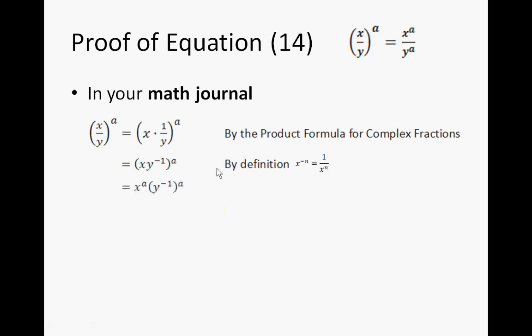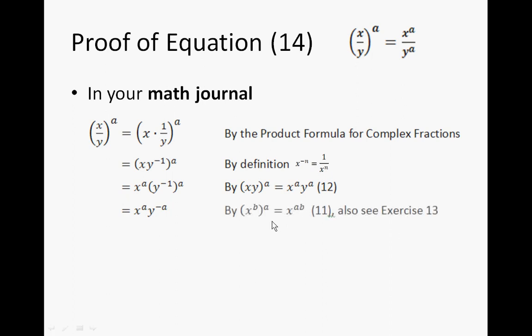Well, from that, by definition using equation 12, we're kind of going backwards here. We can write it as x to the a times y to the negative 1 a. So we're just going to raise each one to the a power. Again, negative 1 times a is a negative a, by equation number 11, also from exercise 13, which you just did.